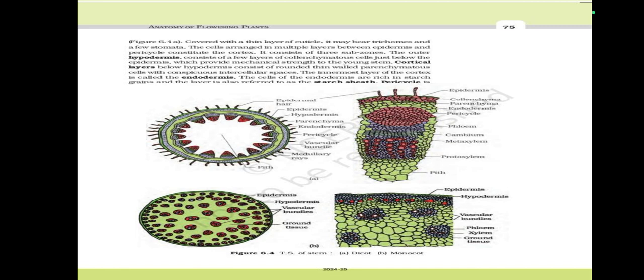Cortical layers below the hypodermis consist of rounded, thin-walled parenchymatous cells with conspicuous intercellular spaces. The innermost layer of the cortex is called the endodermis. The cells of the endodermis are rich in starch grains, and the layer is also referred to as the starch sheath. Pericycle is. Figure 6.4. Stem of dicot and stem of monocot.